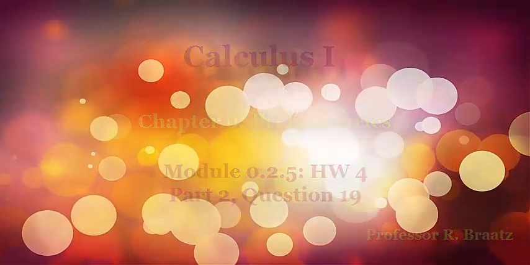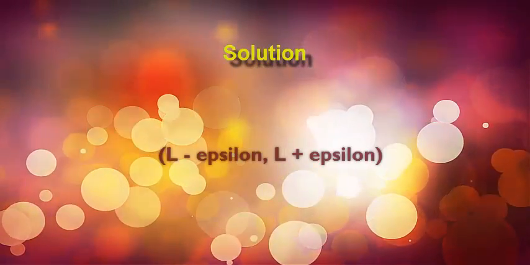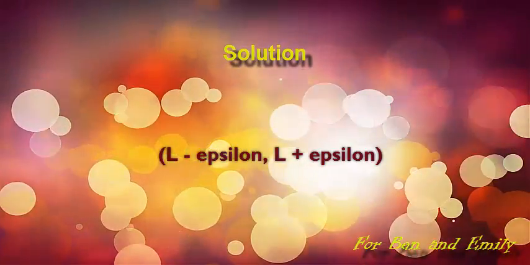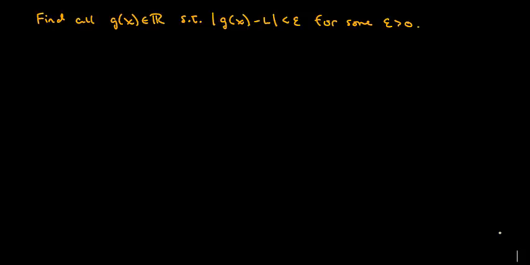The solution is that g of x has to be on the interval L minus epsilon to L plus epsilon, not including the endpoints. We need to find all g of x, which are elements of the real numbers, such that the absolute value of g of x minus L is less than some epsilon, where epsilon is greater than 0. So we're not given what epsilon is, we just know that it's a positive number.